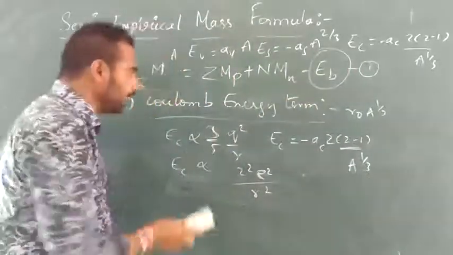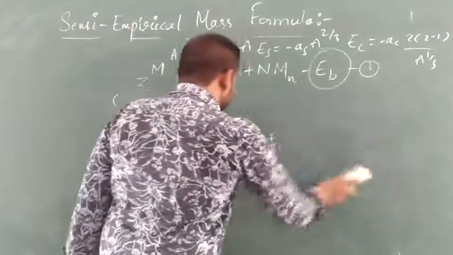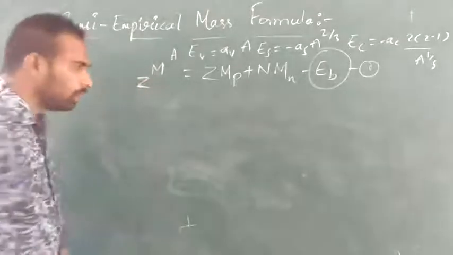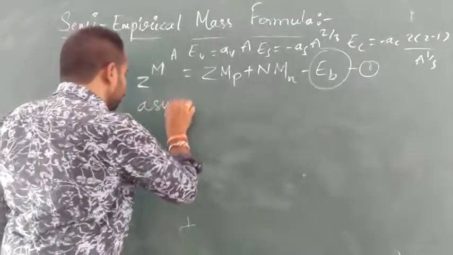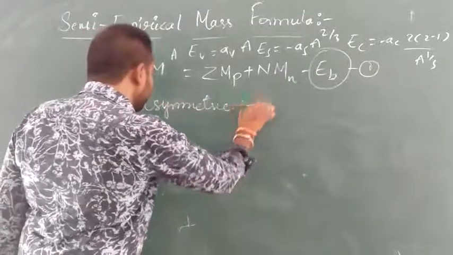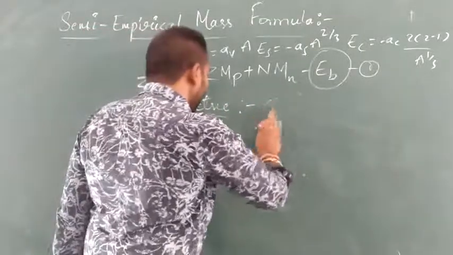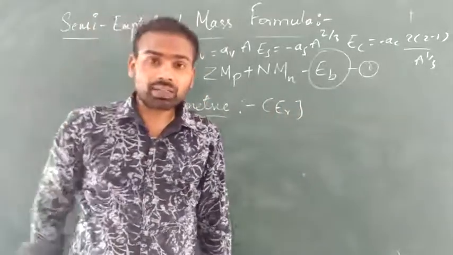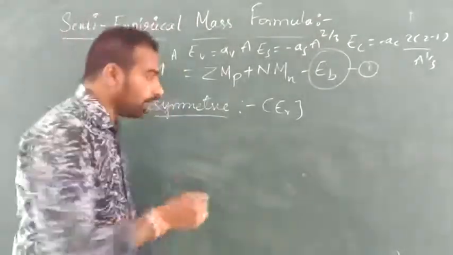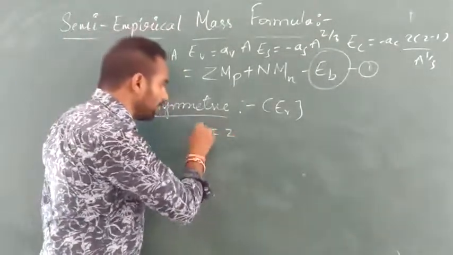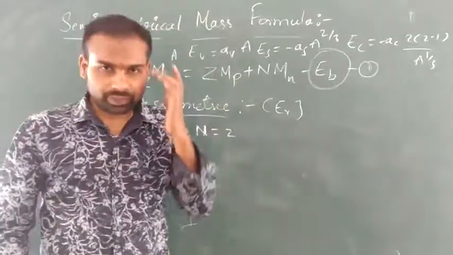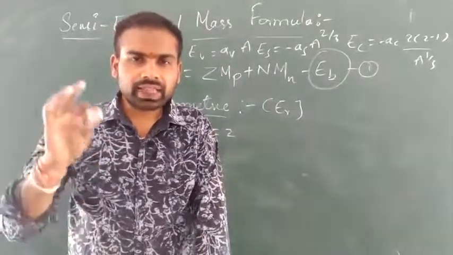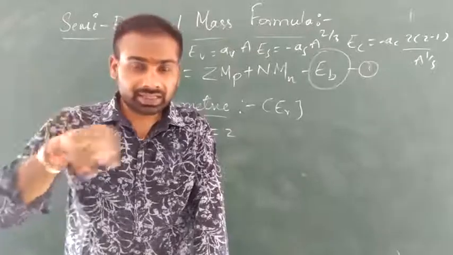Next we have the asymmetric energy term. The asymmetric energy term is represented by what? Okay, what is asymmetry? We know that for the number of protons and neutrons in the nucleus, if the number of protons is equal to the number of neutrons, N is equal to Z, that nucleus is stable.